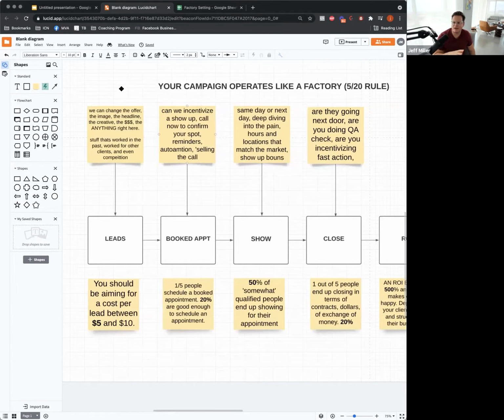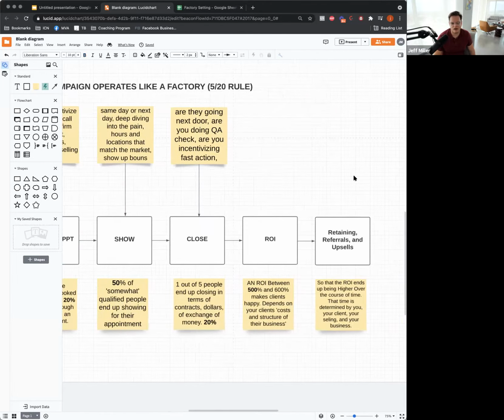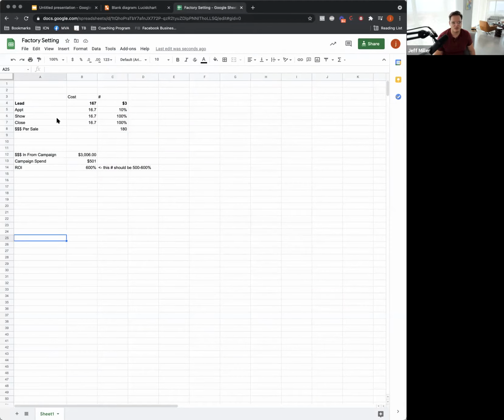So I hope this was impactful for what we're trying to accomplish. Again, treat your campaign like a factory. What are the inputs? Leads, booked appointments, shows, and closes. What's the ROI? Are you upselling? Are you having a conversation with the client and reviewing the numbers? Chances are you're not.